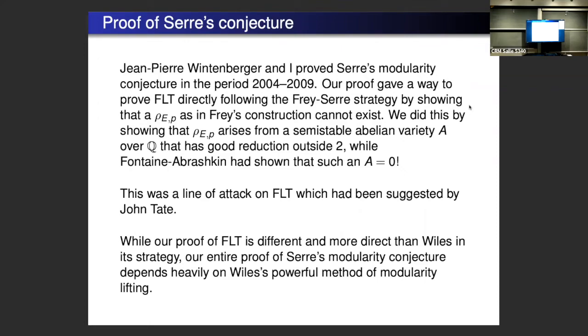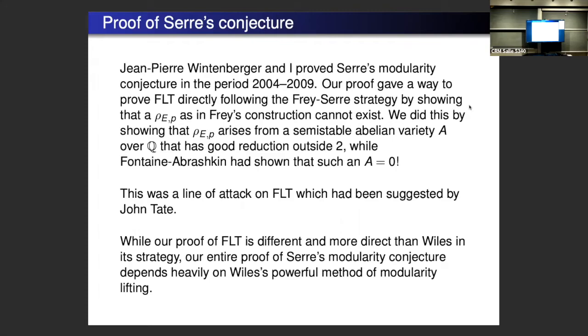So what we showed, using Wiles's techniques and developments of it, is that rho EP arises from a semi-stable abelian variety A over Q. It already arose from an elliptic curve, that was how it arose, but you somehow lift it out. You also show it arises from some other object, which is an abelian variety that has good reduction outside 2 and is semi-stable at 2. And on the other hand, Fontaine and Abrashkin, using the study of p-divisible groups and discriminant bounds of Minkowski, or developments of them due to Odlyzko, had shown that no such abelian variety exists.